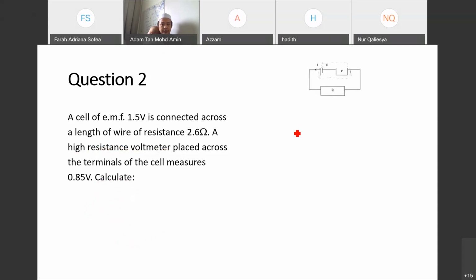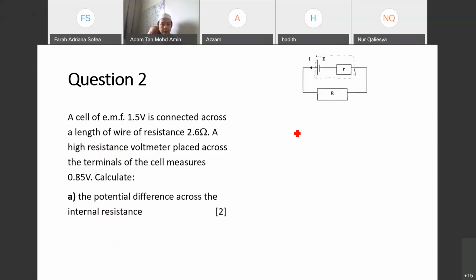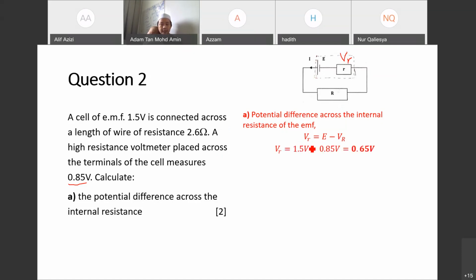So now moving on. So this is the circuit that we saw earlier. So we have to calculate the potential difference across the internal resistance. So that means we want to find out the value of V small r here. Right? So how do you do this? Potential difference across the internal resistance of the EMF. So here we use Kirchhoff voltage law, or Kirchhoff second law, which is E equals V small r plus V capital R, in which V capital R, or V external, the potential difference of the external resistor, is equal to 0.85 volts. So you put in values, or first you rearrange, because KVL states that E must be equal to Vr plus VR. What we want is the potential difference of the internal resistor. So the answer is 0.65.